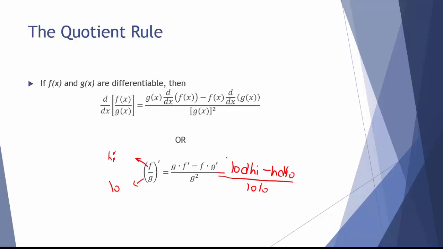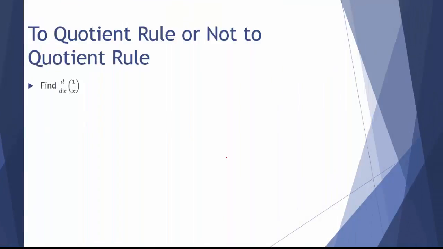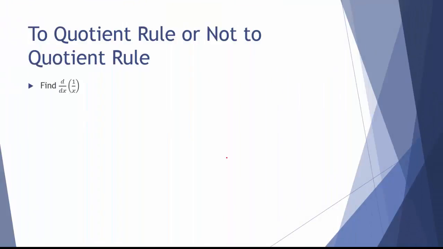Let's take a look at a couple more examples where we'd like to maybe decide if we'd like to apply the quotient rule or not. So for example, find the derivative of 1 over x. I definitely see a quotient here, and quotient rule will work.